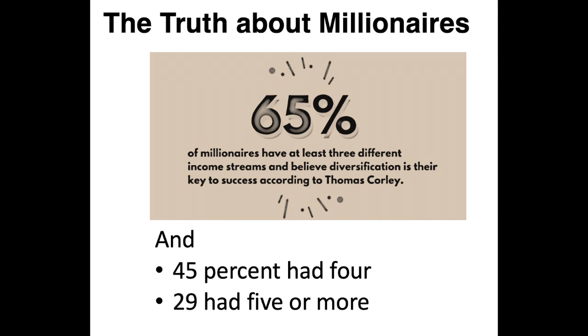So here's the thing, many of you might not know, but the truth about millionaires is that 65% of the millionaires have at least 3 different income streams, and they believe in diversification of their income. In addition, 45% of millionaires have 4 income streams or more, and 29% of millionaires have more than 5 income streams. So if you're thinking about diversifying and building multiple sources of income, please know that this is not something unusual.